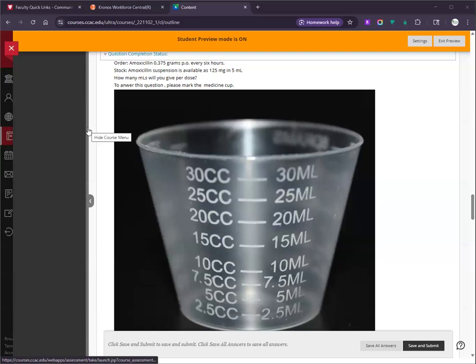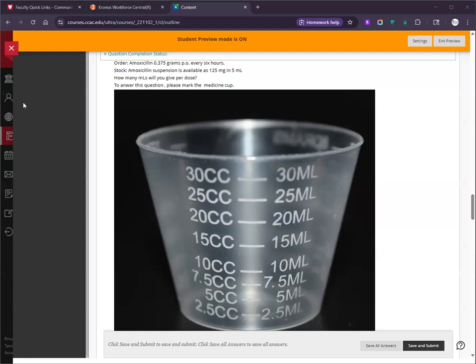So, piece of advice again for a question like this: if they give you a cup and they tell you to mark the cup, you know with certainty that your answer is on the cup. So it's going to be one of those numbers listed on the cup: 30, 25, 20, 15, 10, 7.5, 5, or 2.5. The answers will be on there. Okay.